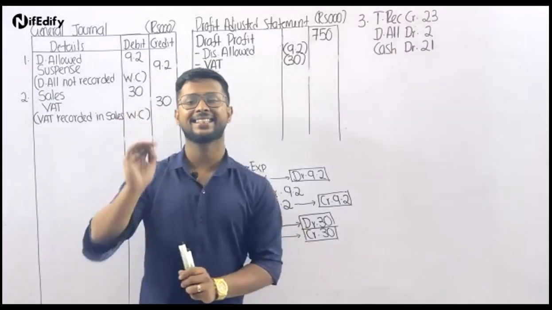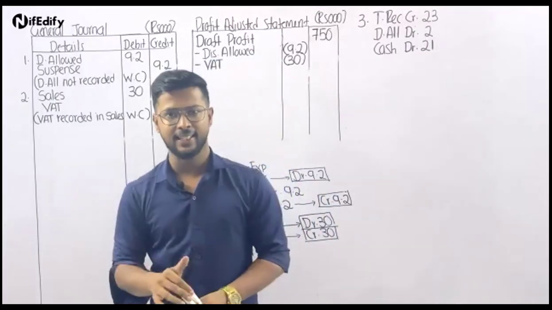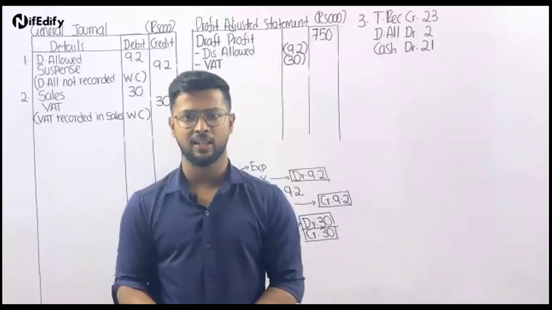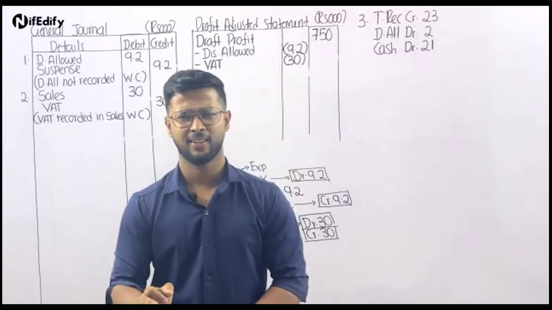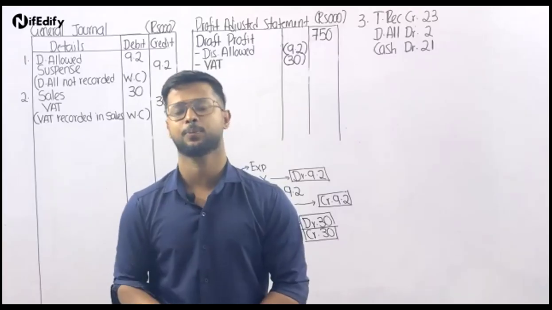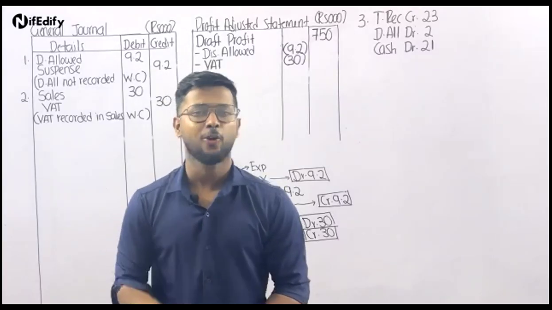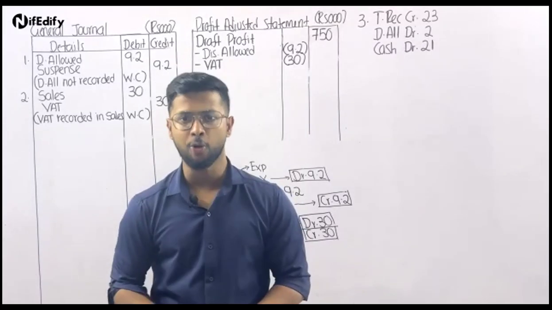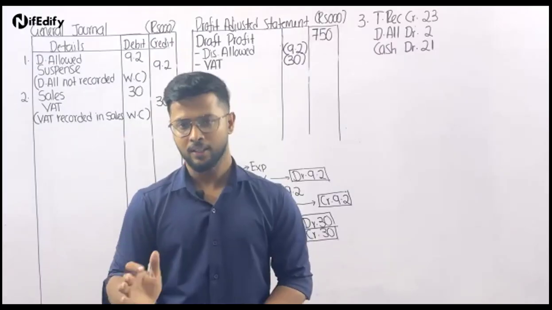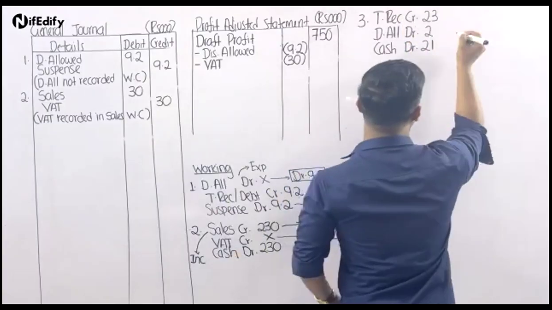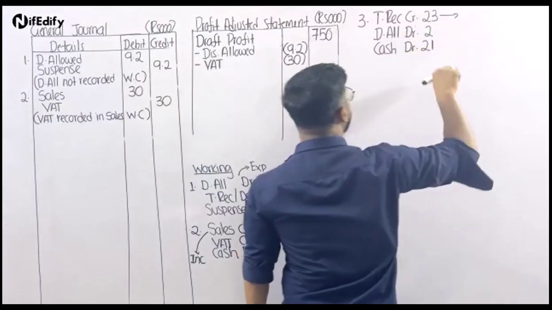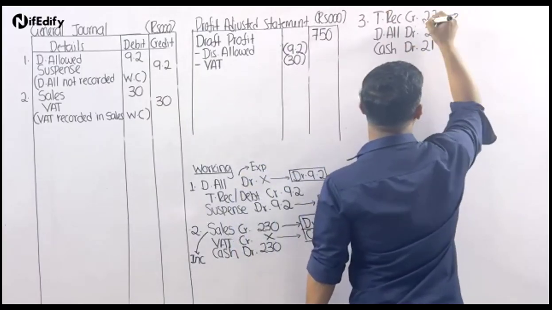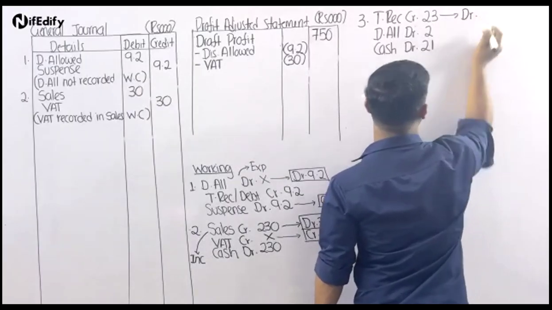Now what's happening? This check is rejected. If a check received from the debtor is rejected, you just need to do a very simple adjustment. Let me tell you, reverse it. Reverse everything that you did now. You credited the trade receivable thinking he settled the money, but he didn't settle it.